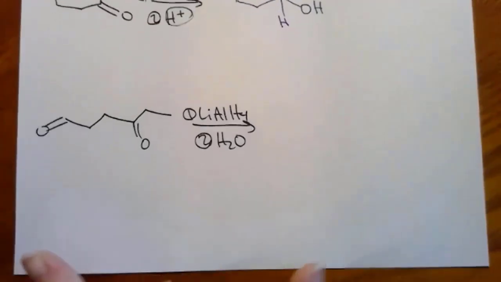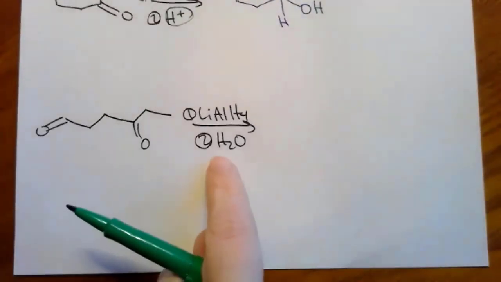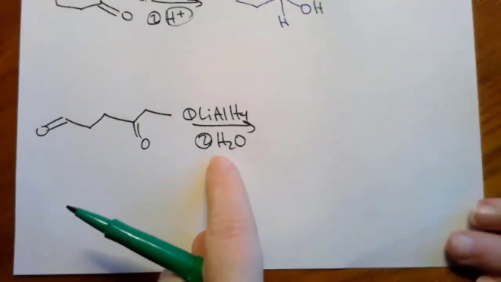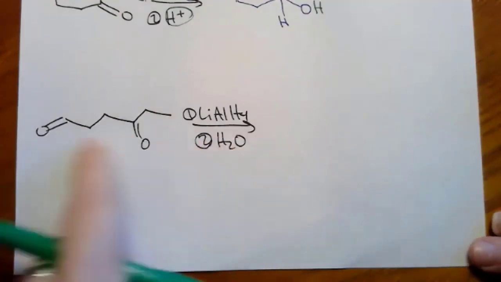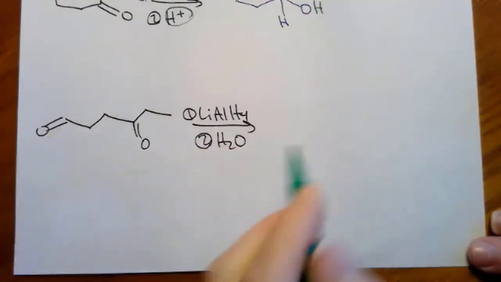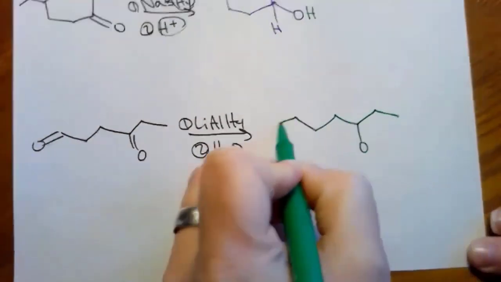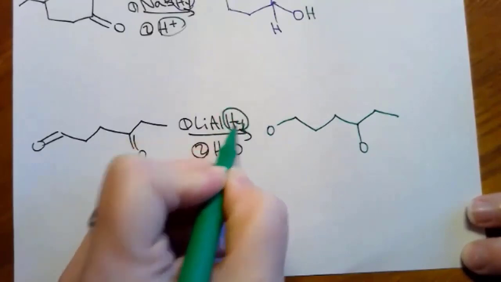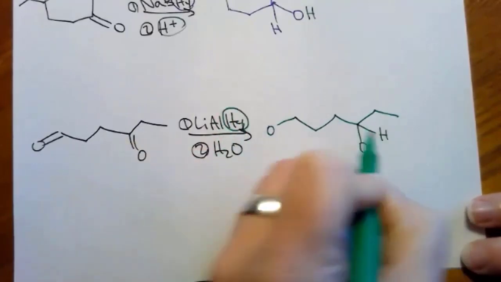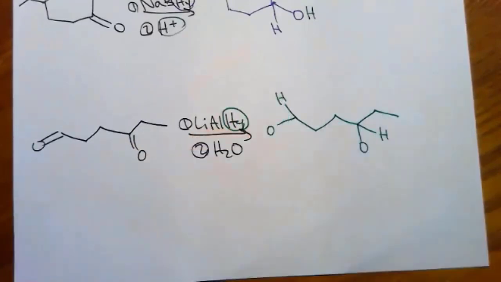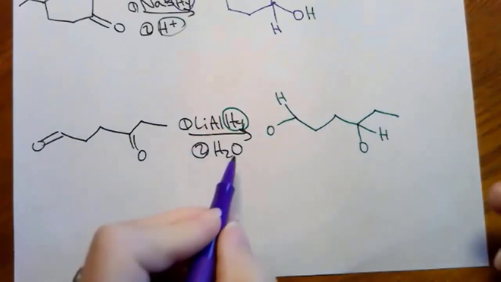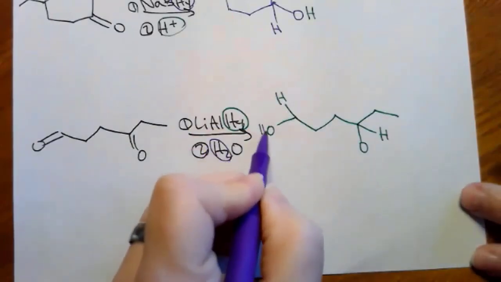What if you wanted to have a little more fun and use something a little more dangerous? Lithium aluminum hydride, same dang thing. It's capable of reducing aldehydes and ketones. It reduces them both. If I reverse my colors this time and say these green H's came from lithium aluminum hydride, the purple comes from water.